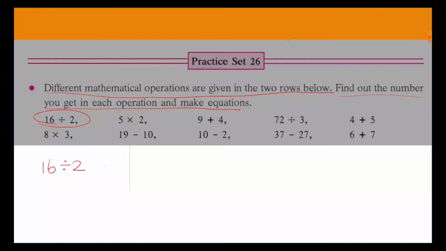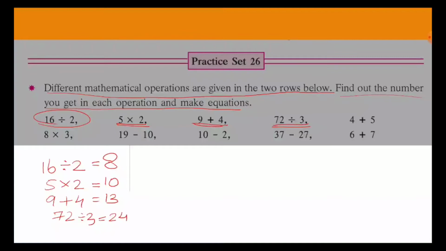is, we know that the answer will be 3. Now we have to move further. This is 5 multiplied by 2, the answer will be 10. This is 9 plus 4, that is 13. This is 72 divided by 3, that will give us 24. And this is 4 plus 5. 4 plus 5 we all know is 9.